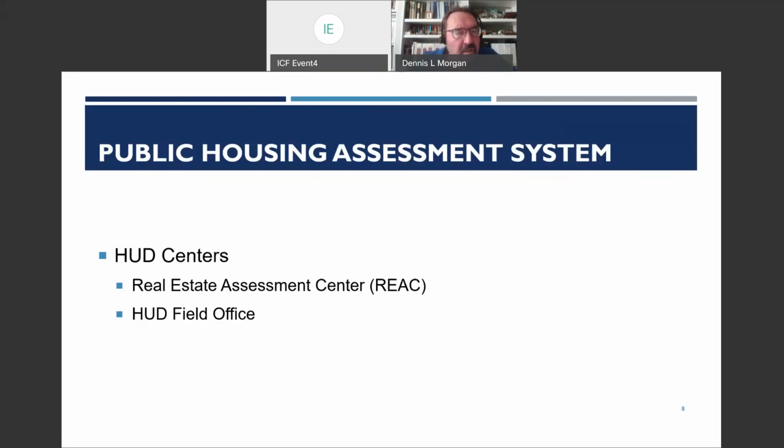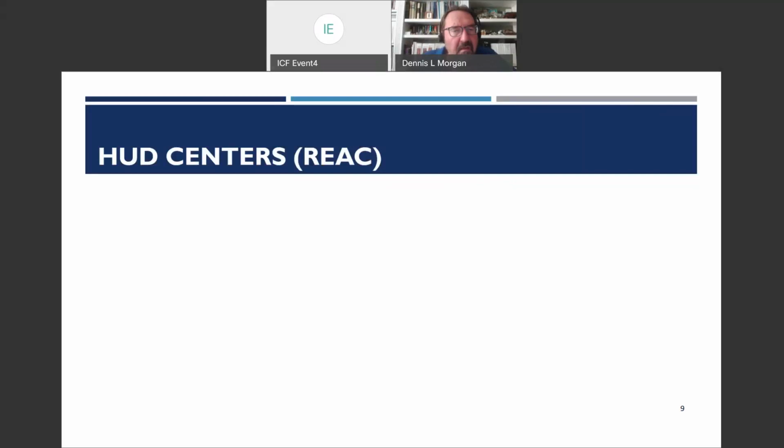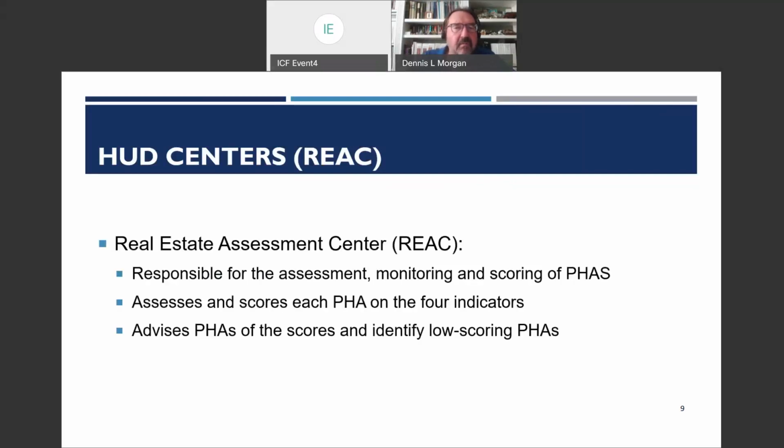The next office that we would deal with, which is the primary office that public housing agencies deal with, is your HUD field office. Your field office will also have that score and be able to provide additional technical assistance to housing agencies. So the REAC Center is responsible for the assessment, the monitoring, the scoring, publishing that score, and providing you the information, coming through their notices as well. So it's a world of REAC.